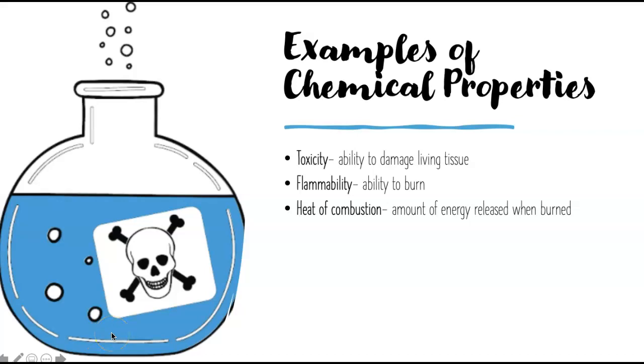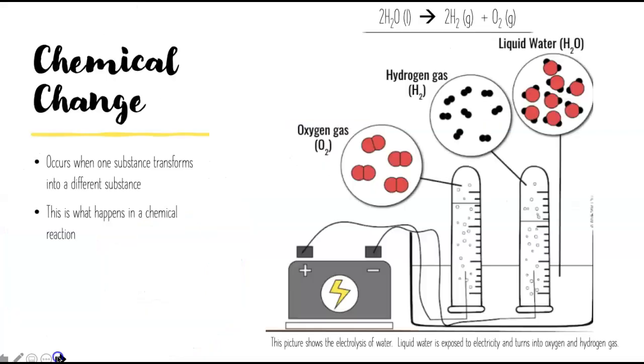And here are some examples of chemical properties. Toxicity, how poisonous is something. Its ability to damage our living cells. Flammability, heat of combustion, how much energy is released when the substance burns. Obviously, if the substance burns, we won't have the substance anymore. So its chemical nature will have changed. And that's what occurs in a chemical change, when one substance turns into a different substance. This is also known as a chemical reaction.